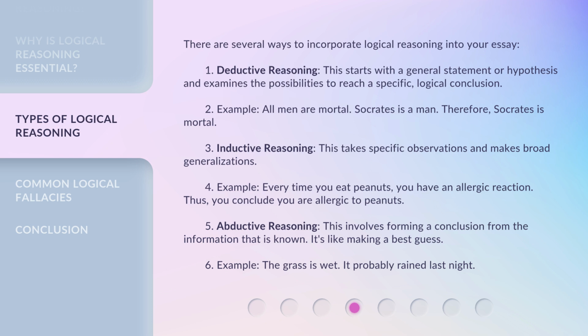5. Abductive reasoning. This involves forming a conclusion from the information that is known. It's like making a best guess. 6. Example. The grass is wet. It probably rained last night.